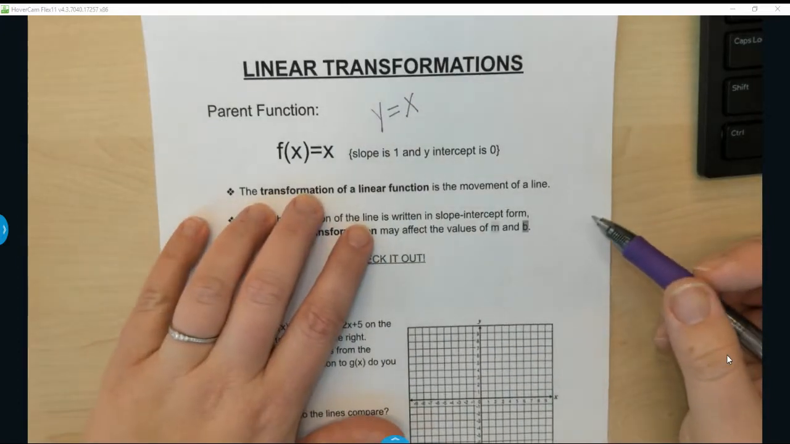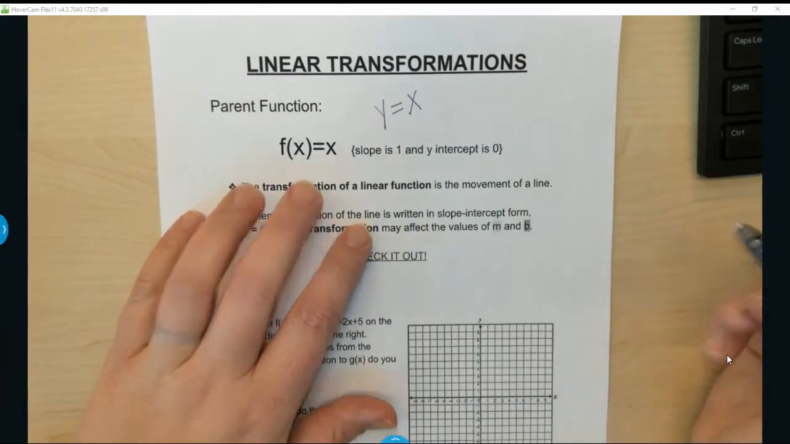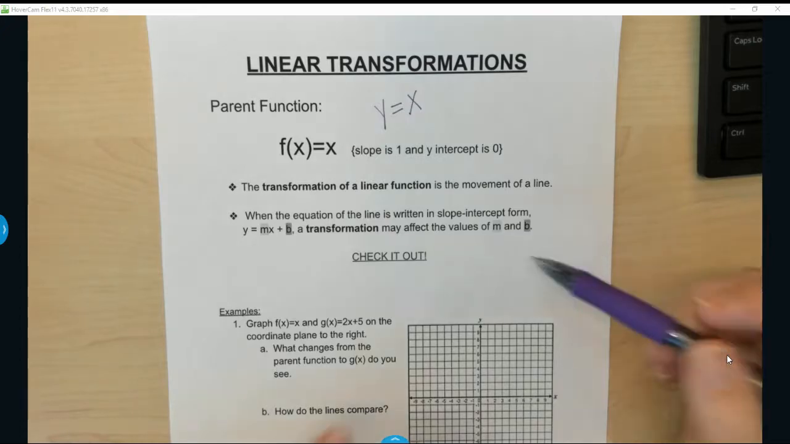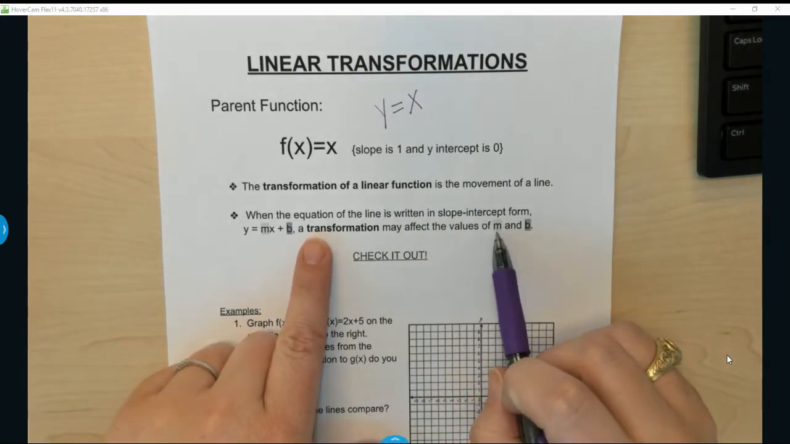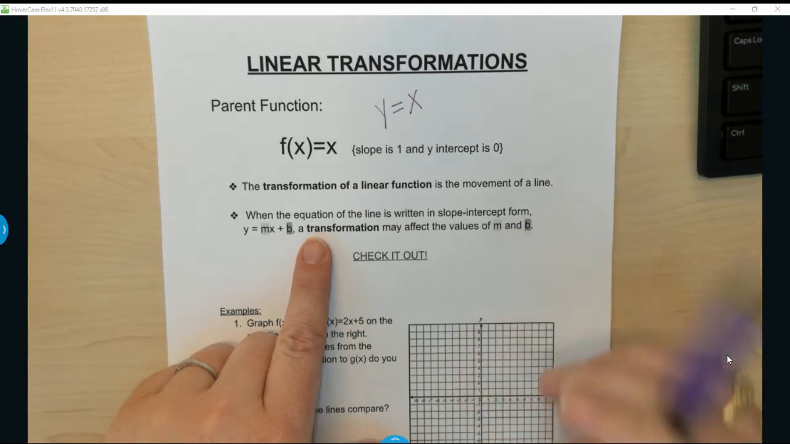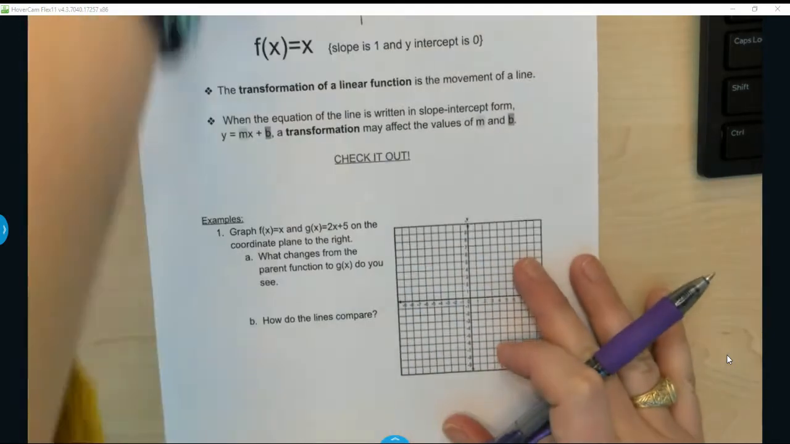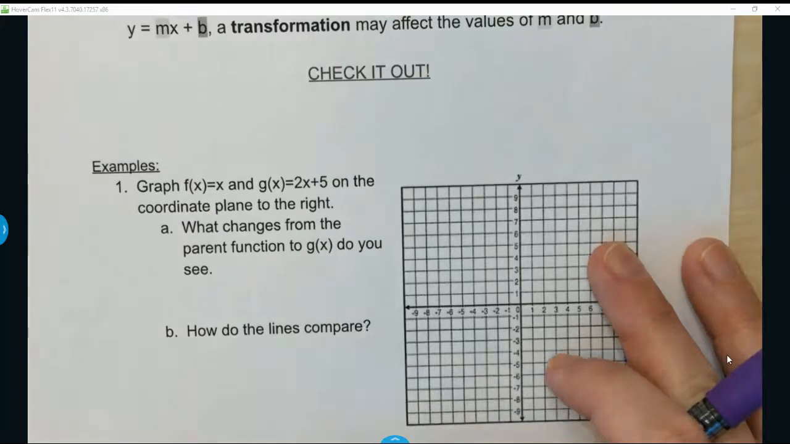Whenever we are talking about transforming a line, it's just the movement of that line. The transformation will affect the values of m, so it'll affect the slope, and the values of b. So what we're going to look at today is a couple of examples. We're going to jump right in.